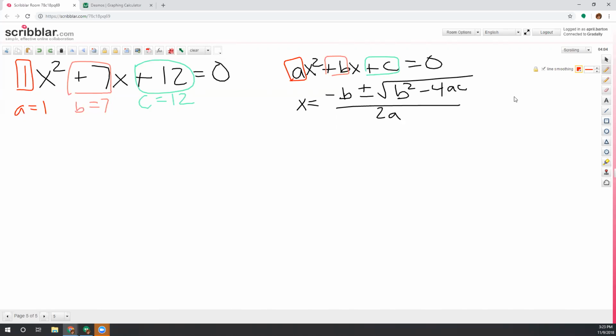So once you've identified all of those, we go to our quadratic formula and plug them in. So we have negative b, negative, and then the b they said was 7 from our problem, plus or minus square root of b squared. We're using the 7 again. Sometimes they get used more than once. Minus 4 times a times c. A is 1 and c is 12. All over 2a.